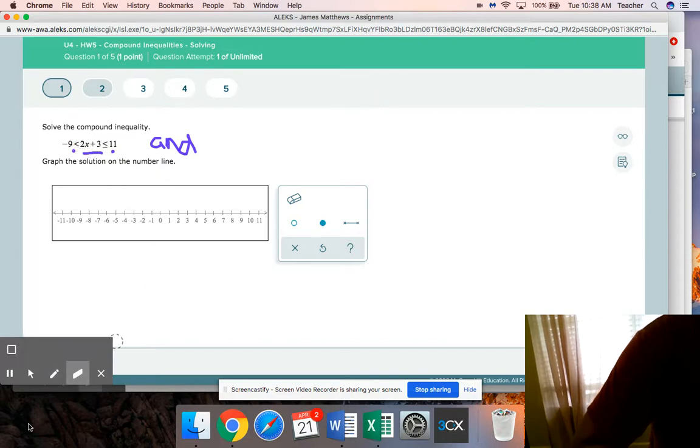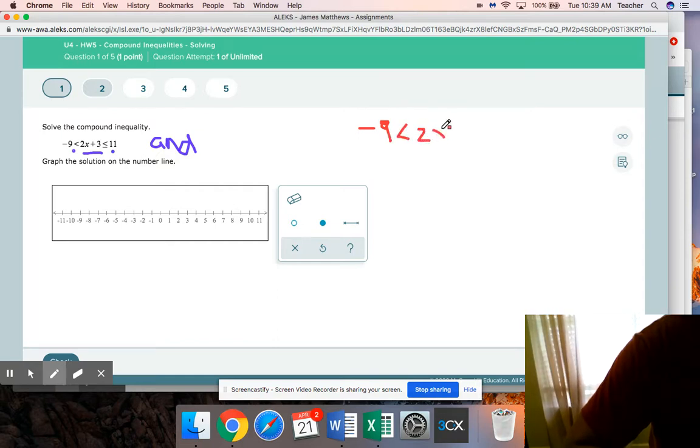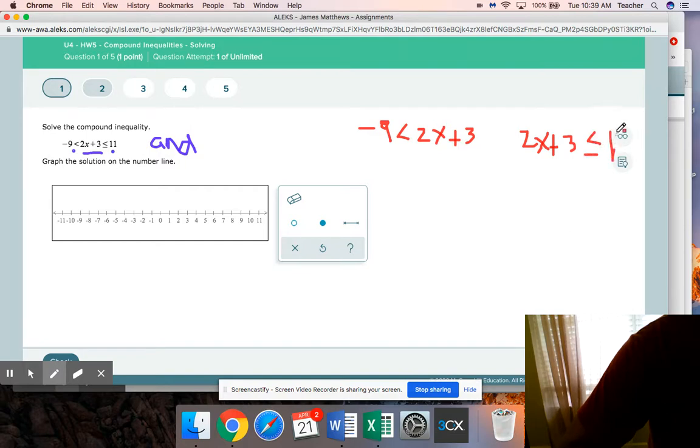It says -9 is less than 2x plus 3. That's one thing. And at the same time, 2x plus 3 is less than or equal to 11. I know that's kind of rough writing here. Bear with me. I don't have a stylus. I'm using my cursor. So I can solve each of these things.